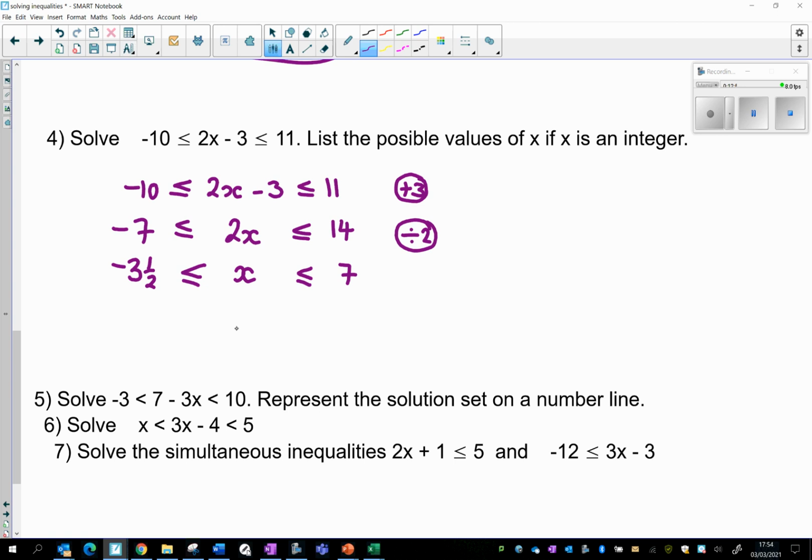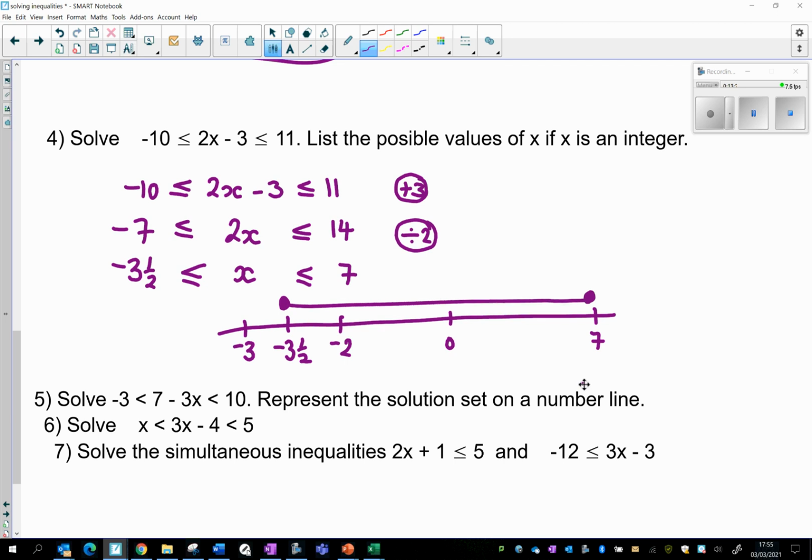If I were then asked to draw that on a number line, you can really cheat here with number lines. This is what I tend to do. Here's minus 3. Here's minus 2. Here's minus 3.5. Zero's up here somewhere. Doesn't really matter if the numbers aren't spread out properly. And there's 7. So x is any number between minus 3.5 and 7, including minus 3.5. So a coloured in circle there, including 7. So there's a coloured in circle there. And remember, we just draw a straight line between the two. So x is any number between minus 3.5 and 7.